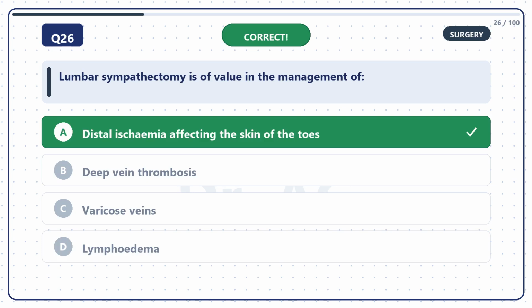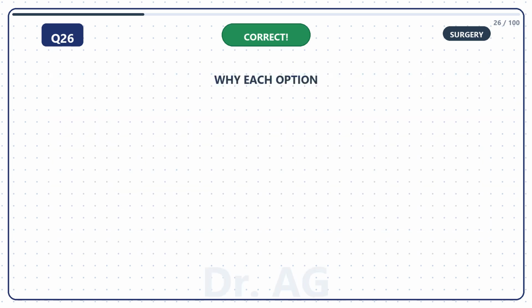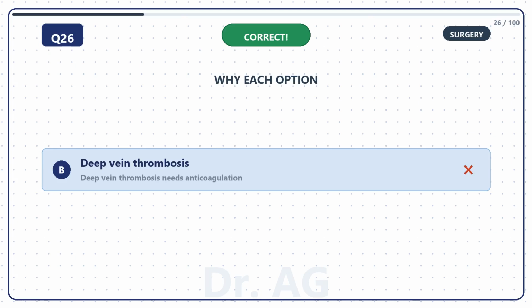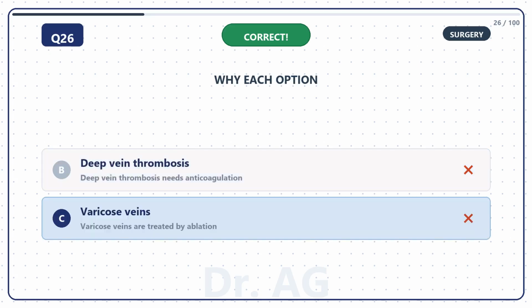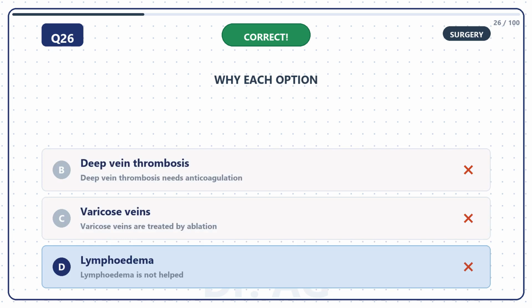The correct answer is option A. Distal ischemia affecting the skin of the toes. Let's go through the options. Deep vein thrombosis. Deep vein thrombosis needs anticoagulation. Varicose veins. Varicose veins are treated by ablation. Lymphedema. Lymphedema is not helped.